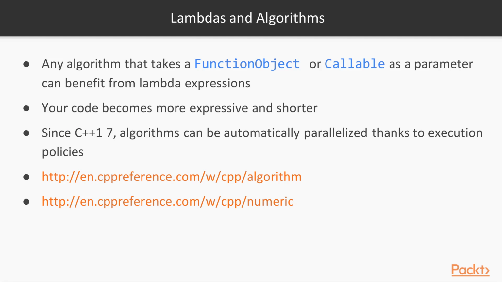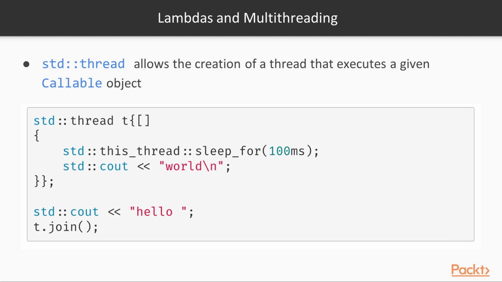The takeaway here is that any algorithm that takes a function object or a callable as a parameter can benefit from lambda expressions. Your code can become more expressive and shorter. Since C++17, you also have more reasons to use algorithms, as they can be automatically parallelized thanks to execution policies. If you want to see a very nice reference for the algorithm header and the numeric header, as always, I recommend the cppreference pages, which are very thorough and very informative.